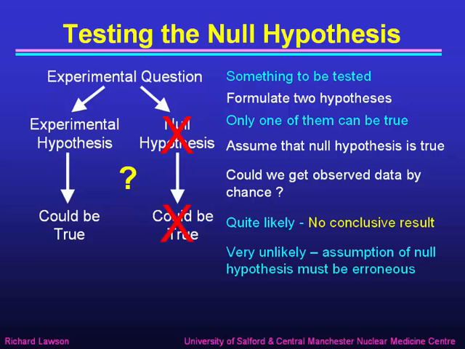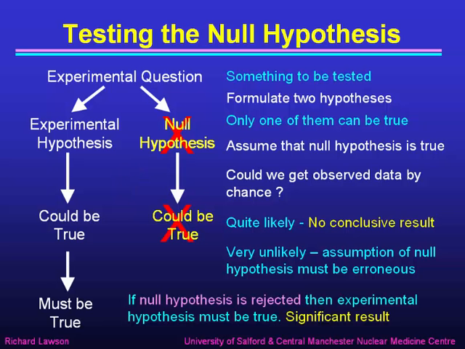But if we get the result that is very unlikely to have obtained the observed data by chance, then there must be something wrong with our assumptions, and we can only conclude that our assumption of the null hypothesis must be erroneous. So we can reject the null hypothesis, and in that case the experimental hypothesis is all that's left. That must be true. This is a useful and significant result, because by excluding the null hypothesis as being very unlikely to be true, then we only leave the experimental hypothesis.